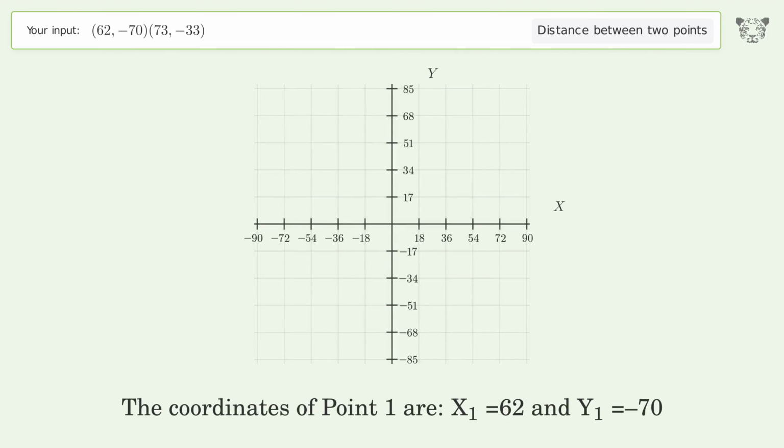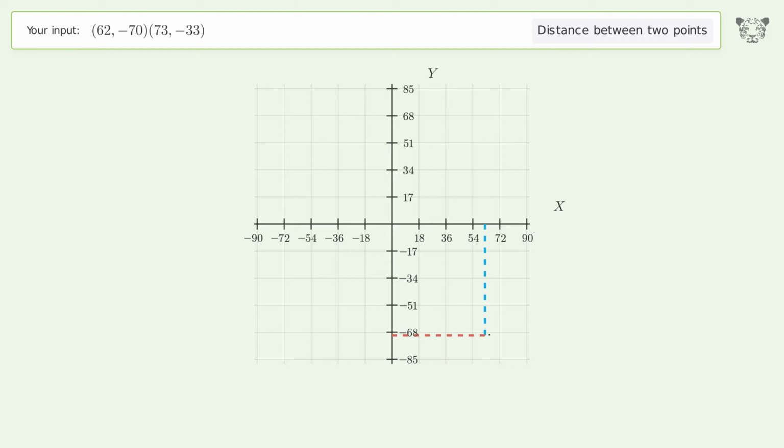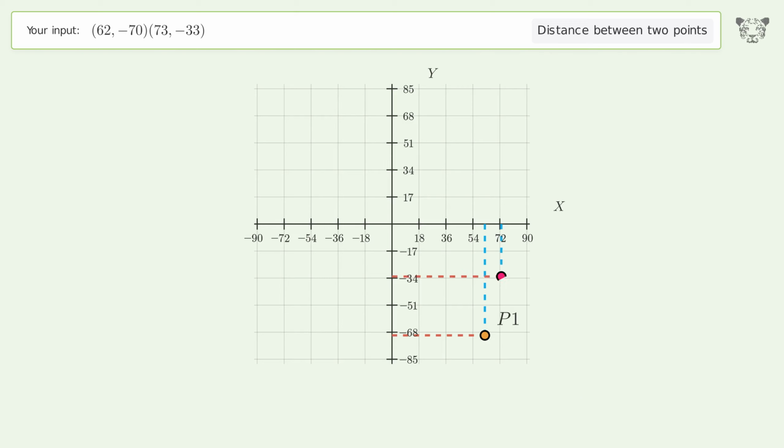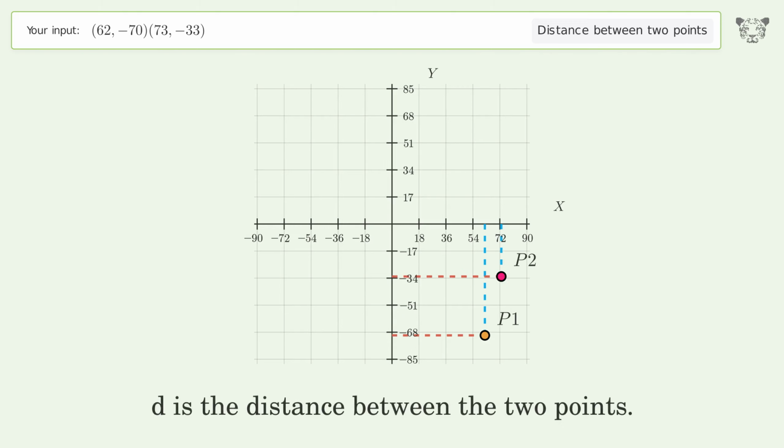The coordinates of point 1 are x1 equals 62 and y1 equals -70. The coordinates of point 2 are x2 equals 73 and y2 equals -33. D is the distance between the 2 points.